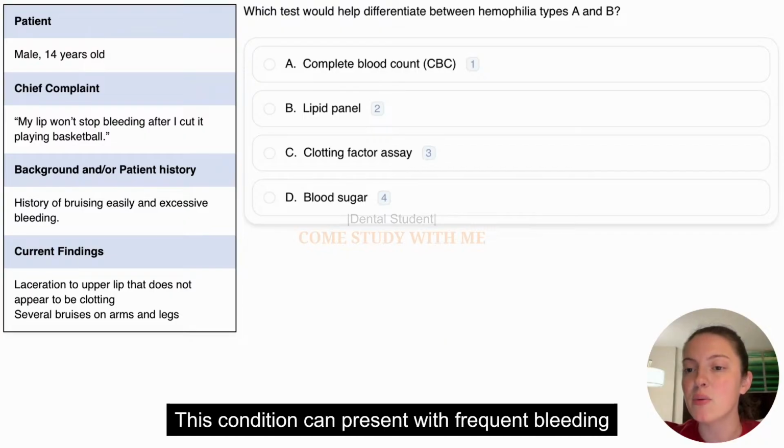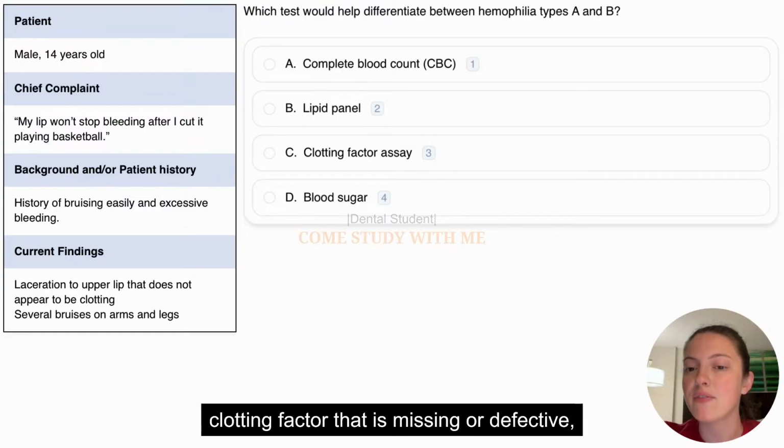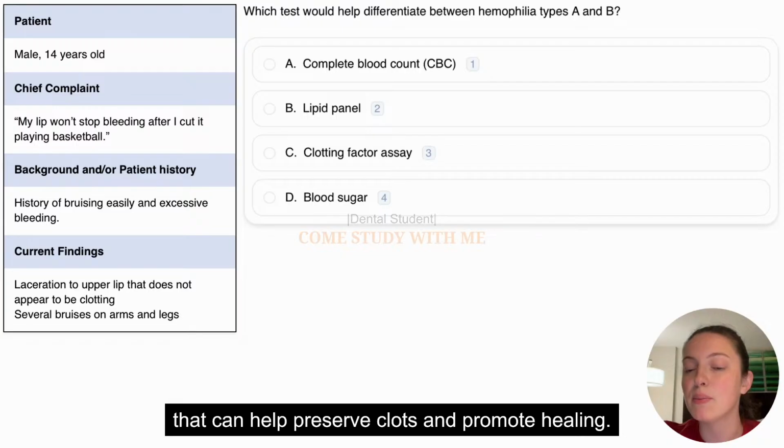Dentally, this condition can present with frequent bleeding of the gingiva and excessive bleeding that is hard to control after procedures such as extractions. Treatment for this condition mainly involves replacing the clotting factor that is missing or defective, but there are other medications that can help preserve clots and promote healing.